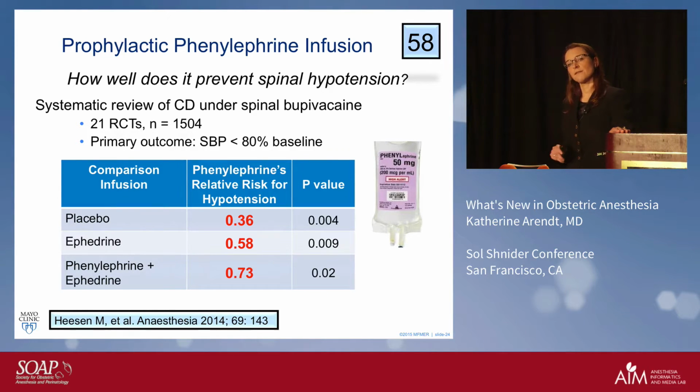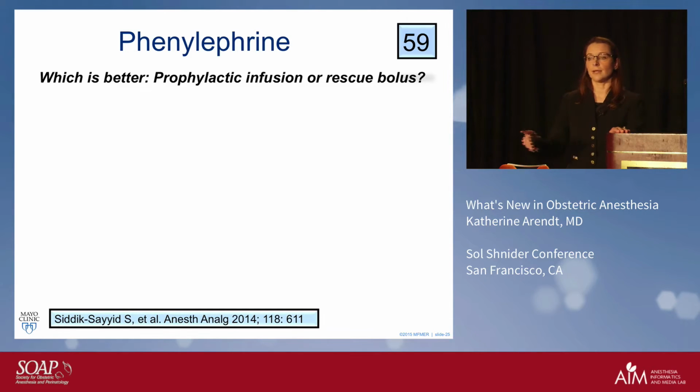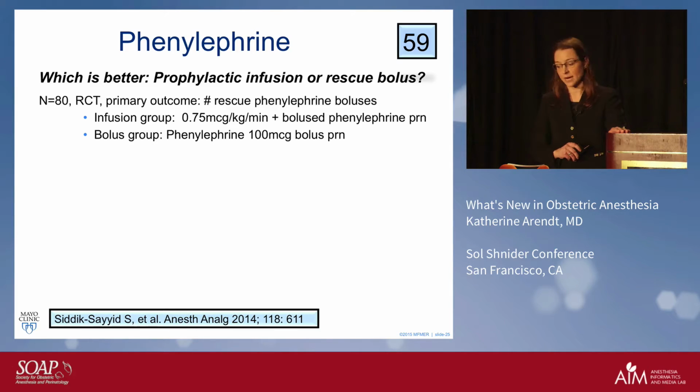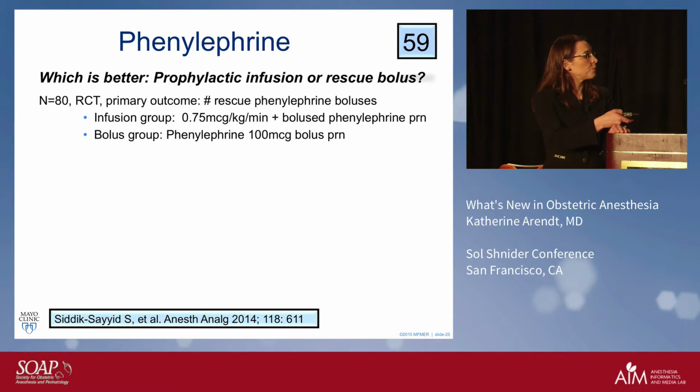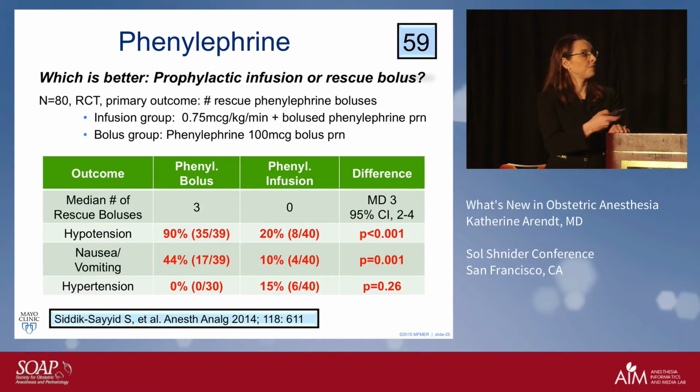But how should we give it? Should we give it in a prophylactic infusion, a prophylactic bolus, or rescue boluses? These authors looked specifically at comparing a phenylephrine infusion to rescue boluses. And it was a randomized controlled trial of 80 women with a primary outcome of the number of rescue boluses. And of course, what they found is that the infusion group, in comparison to the rescue bolus group, got fewer rescue boluses. Not surprising. However, what was more interesting was their secondary outcomes. Amongst hypotension, in the phenylephrine rescue bolus group, 90% of them became hypotensive, whereas in the phenylephrine prophylactic infusion group, only 20%, quite significant.